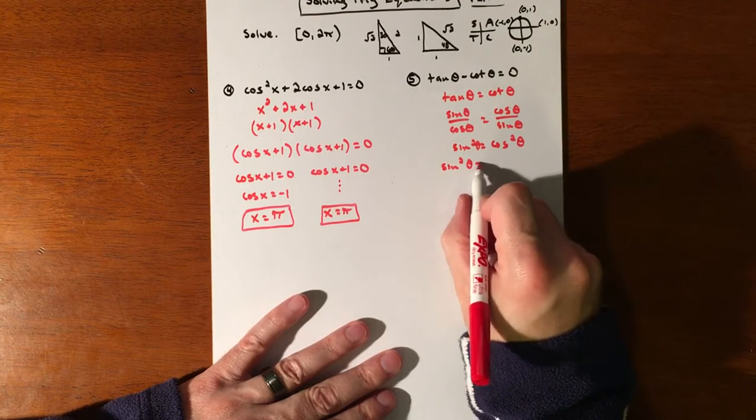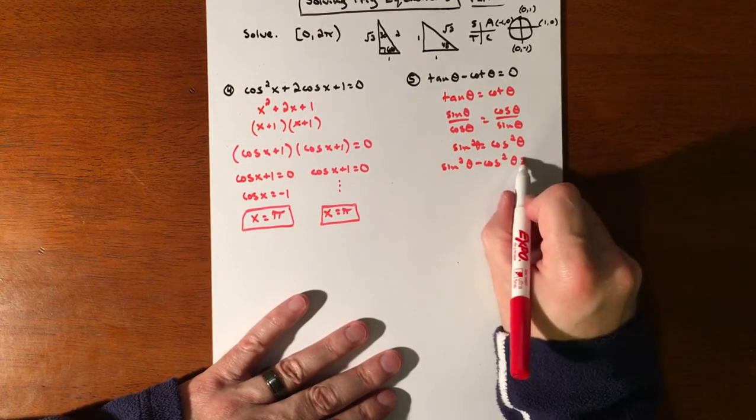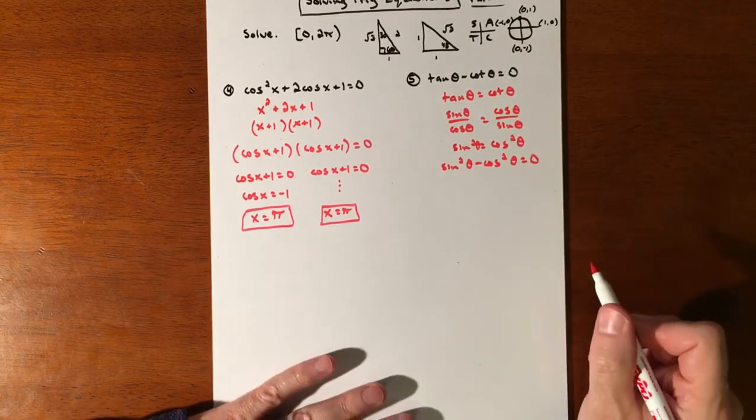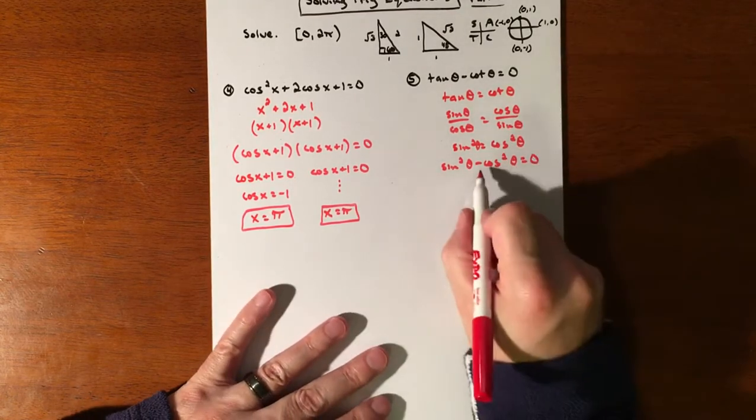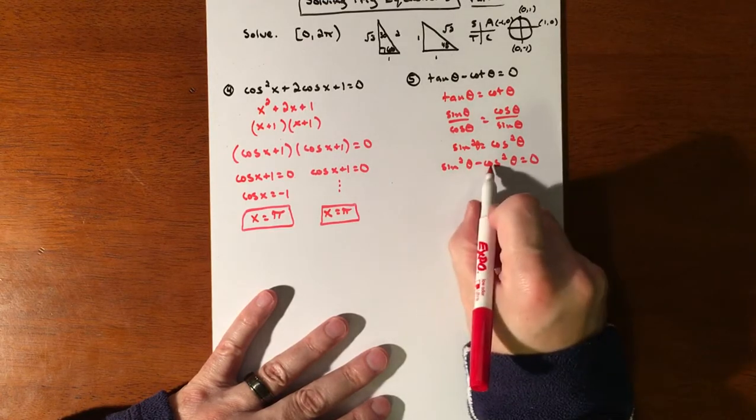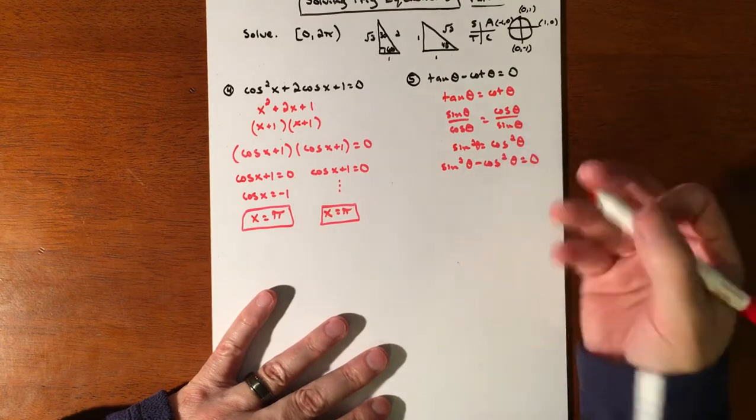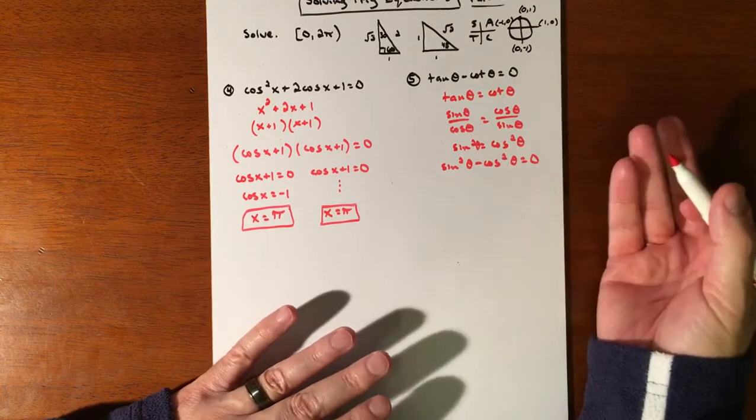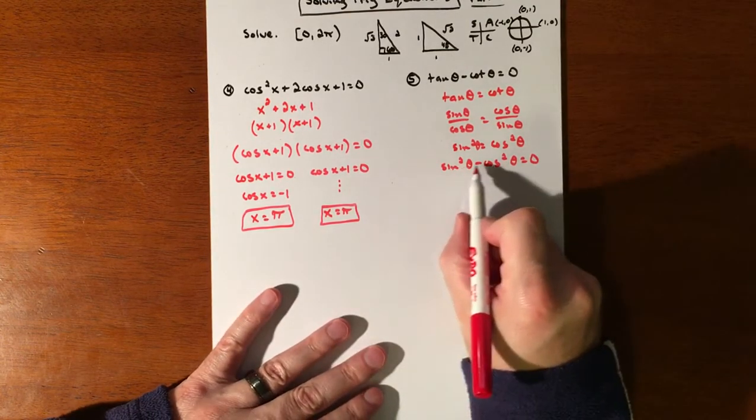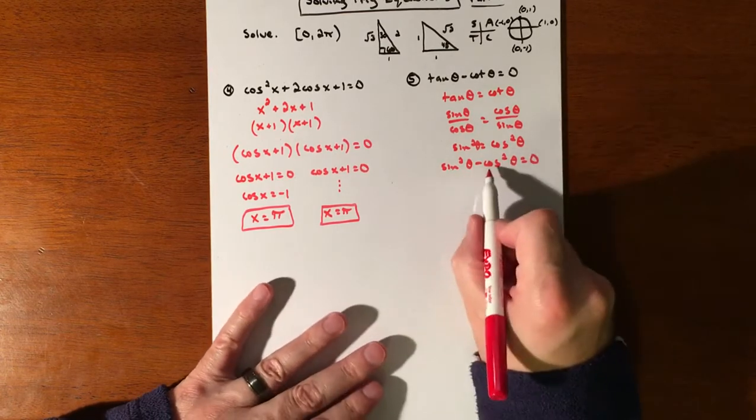Sine squared theta minus cosine squared theta is equal to 0. And then from here, you have to put this all together into one common trig function. So we're looking at either you make everything into sines or you make everything into cosines, and it doesn't matter, you just got to pick one and go with it.